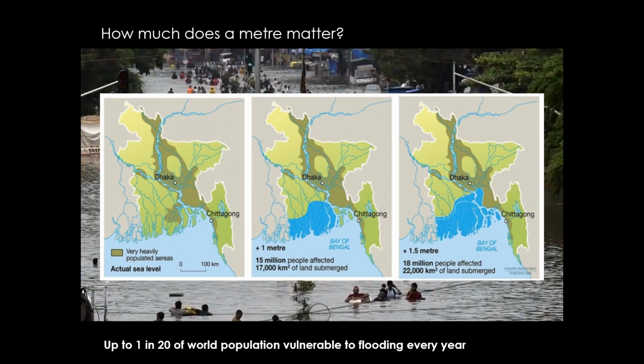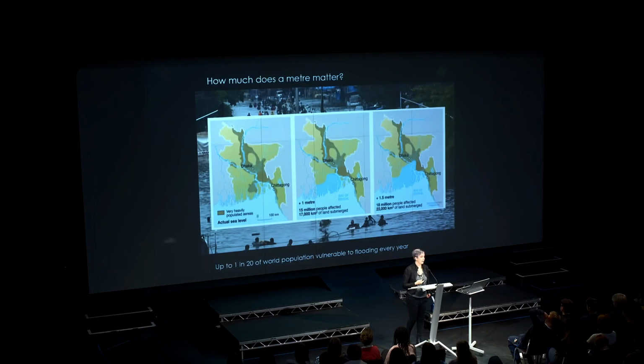And under a meter of sea level rise, you can see the blue patch at the bottom is the area that would be affected. It would be 15 million people would be vulnerable to coastal flooding, and if we had 1.5 meters of sea level rise, it would be 18 million. So it makes a big difference, especially when you're living, of course, close to sea level.